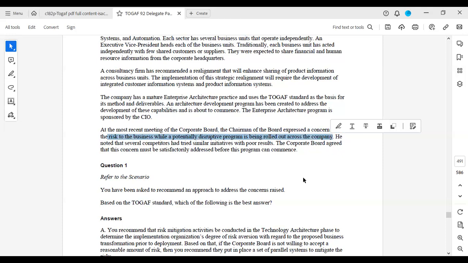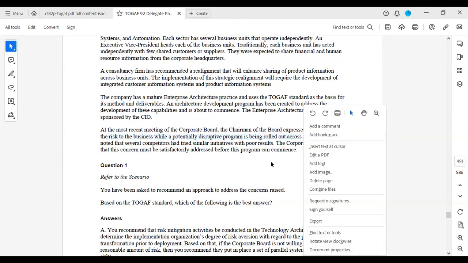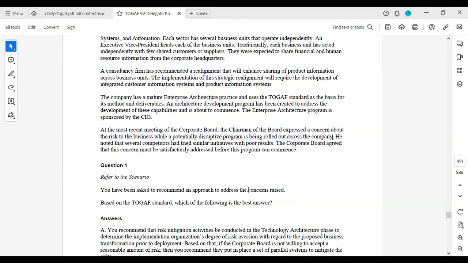Now, please remember, if the question speaks about a concern, you have to identify what concerns they are talking about. Here they haven't mentioned the concern, so you go to the PDF or the scenario to check what exactly the concern is. Here, the concern is about the risk. So the topic of the question is risk.